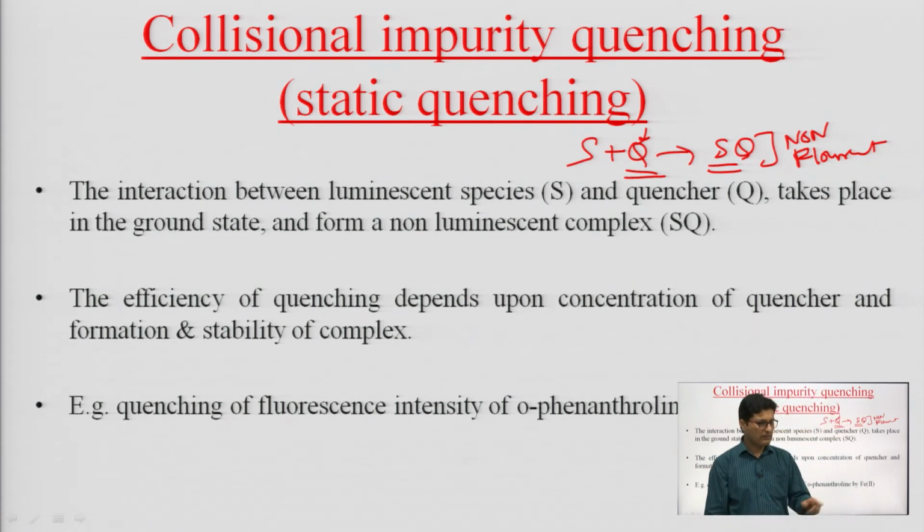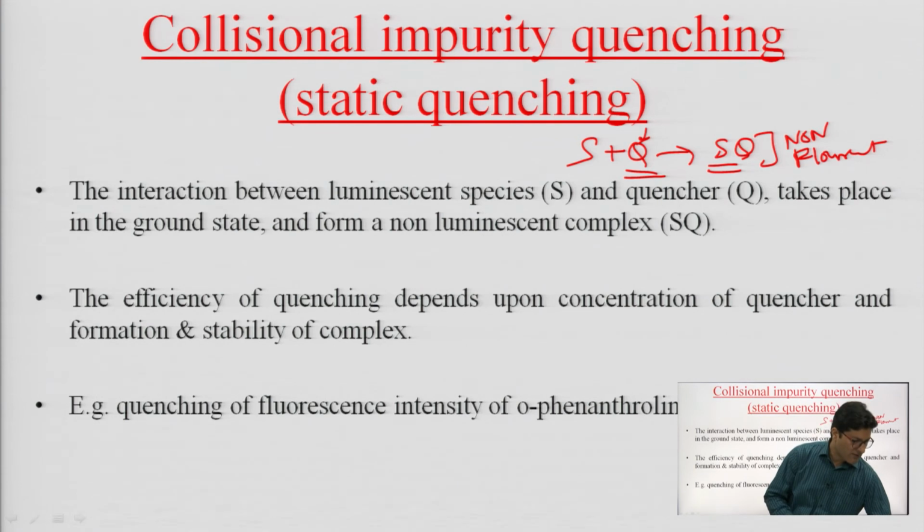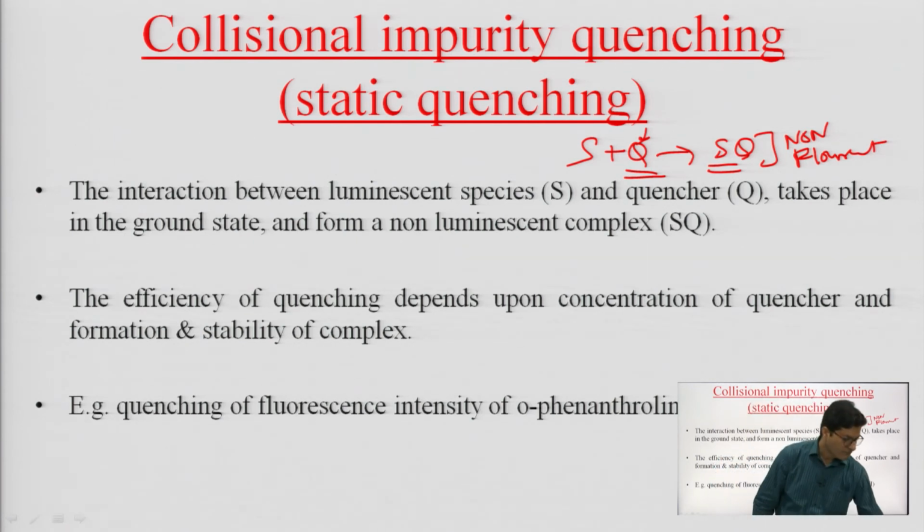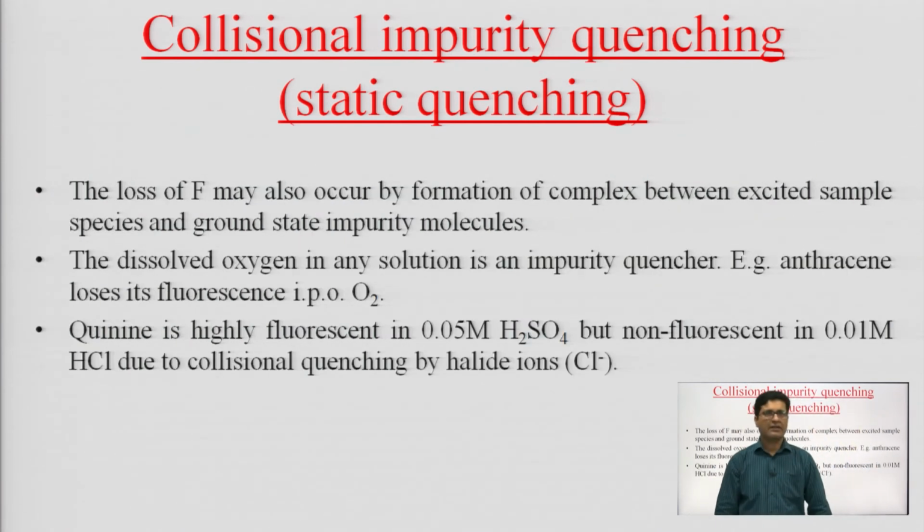Just to take an example, quenching of fluorescence intensity of orthophenanthrolene by ferrous ions. So, if there is an impurity of ferrous, Fe2+, present in orthophenanthrolene, then quenching is generally observed and the fluorescence intensity of orthophenanthrolene decreases. The second type is static quenching, also called collisional impurity quenching. Oh, that is the same thing, sorry, the first one is continued.